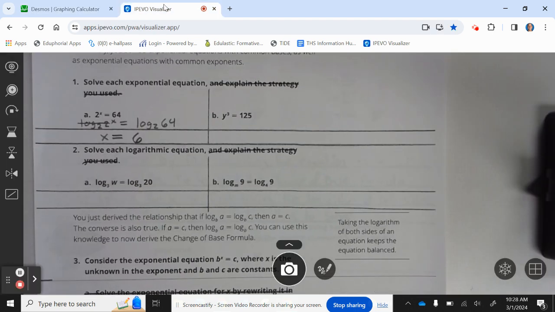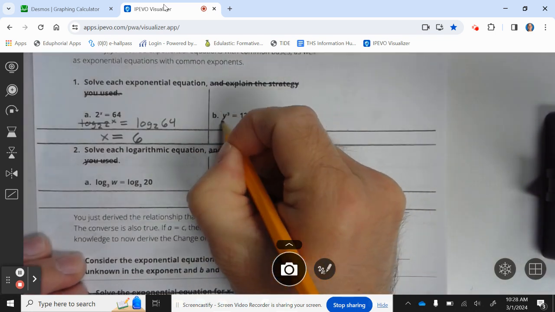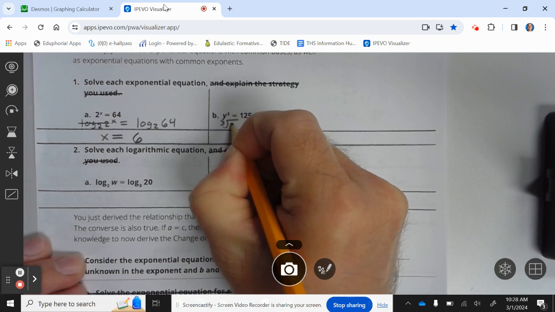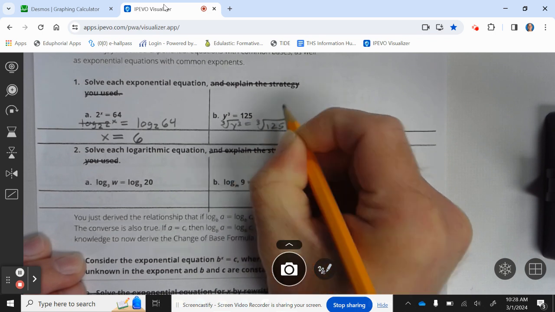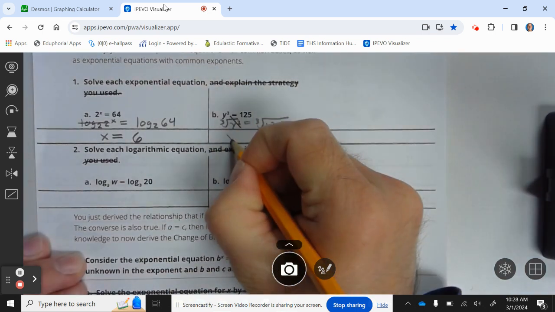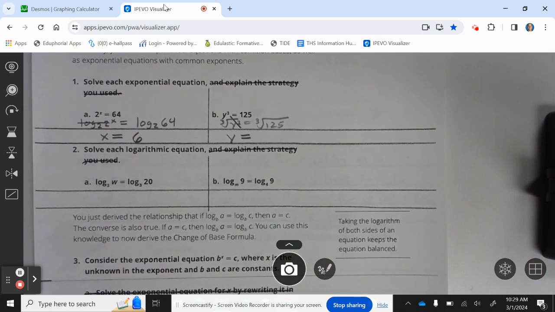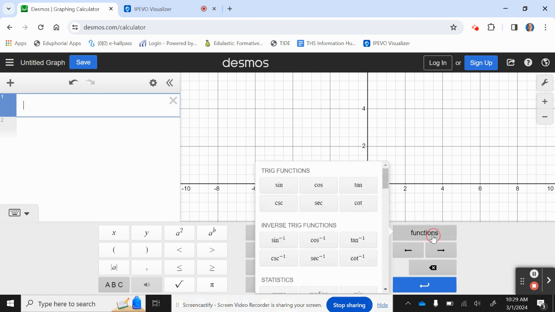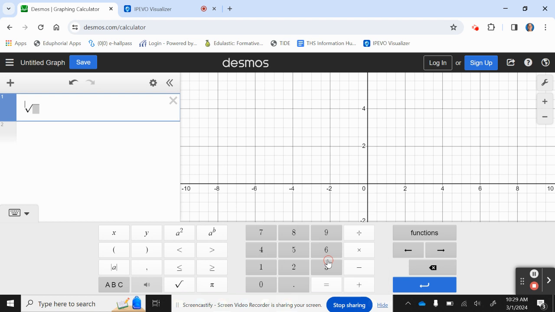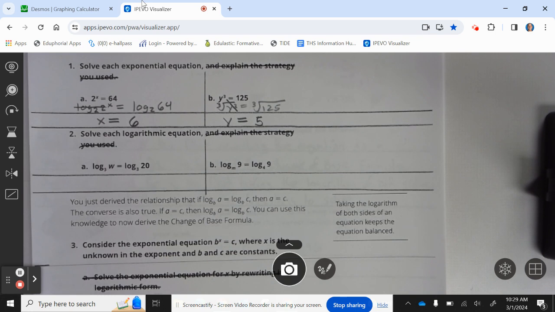All right, let's take a look at 1b. So here we're going to take the cube root of both sides. The cube root cancels the cube, so you're left with y equals the cube root of 125. Is 5. Okay, let's take a look at 2.